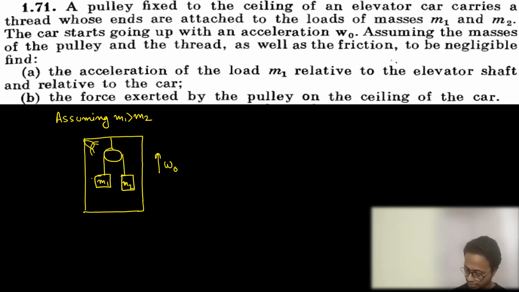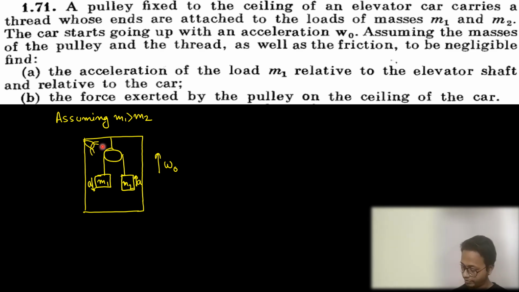So acceleration of m1 will be downward. Okay, the relative acceleration of m2 would be upward. If you take the frame of ground, out here A would be different than A from the frame of reference of ground, because both are moving up with omega naught also. Understood? So it's much easier to solve from the frame of reference of the lift.